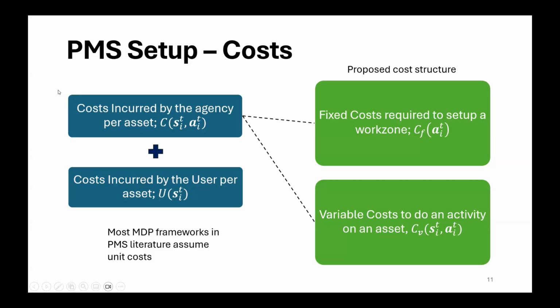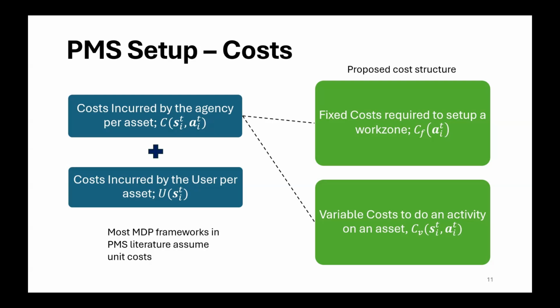So what is the setup of costs? Let's say, for the current time step, how do we calculate costs? There are two components to this. First is the cost incurred by the agency, which is dependent upon the state set and the asset and the action set. So the action is taken by the agency. And there is a cost incurred by the user as well. This is incorporated because the user has to use the asset, and if the asset is incredibly deteriorated, then the user also incurs a cost.